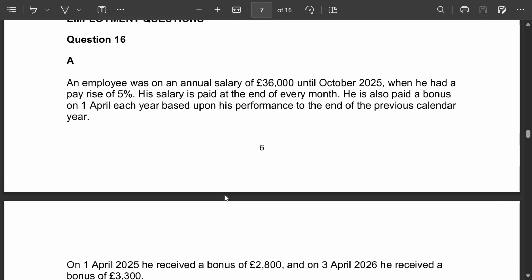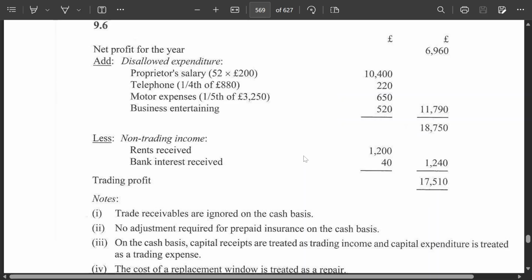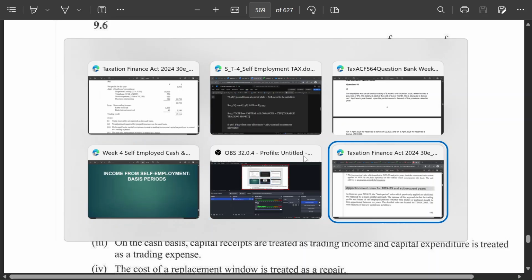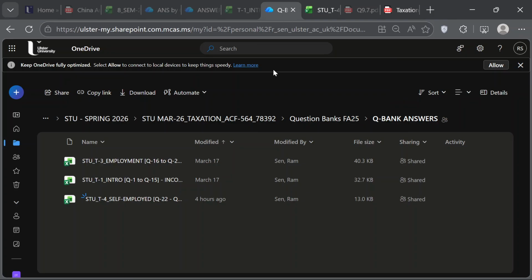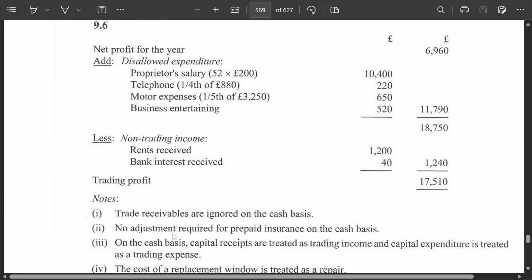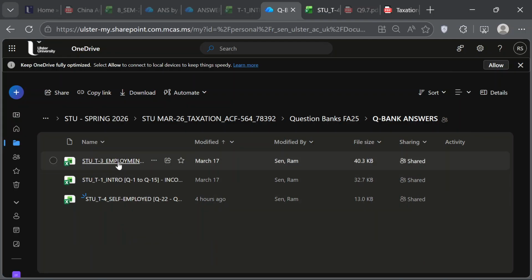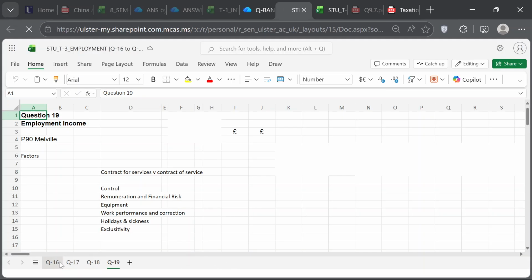We have the answers as well, so let's open the answers file. We have these various question bank answers. This is under which question? Employee, so this is under employment, so let's open your employment questions. I have not yet written all of them, because the submission deadline is still open for some, and your question is question 16.